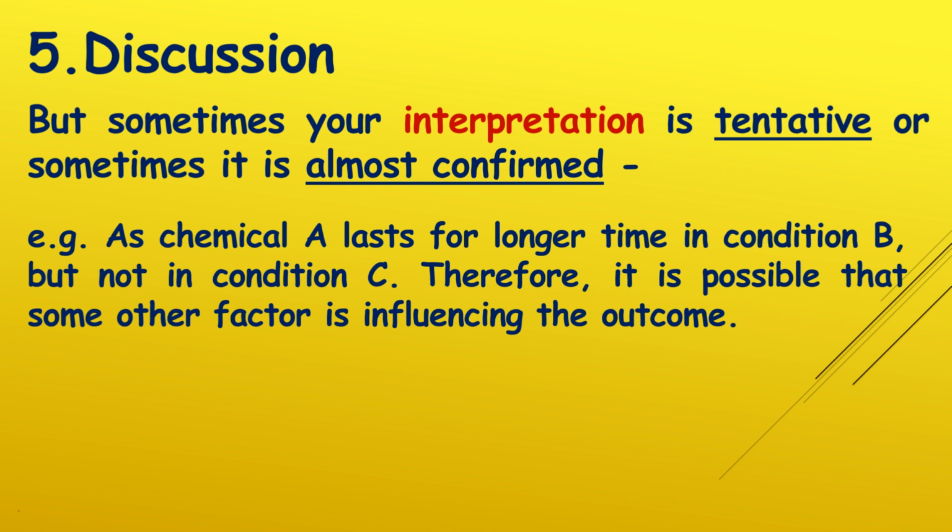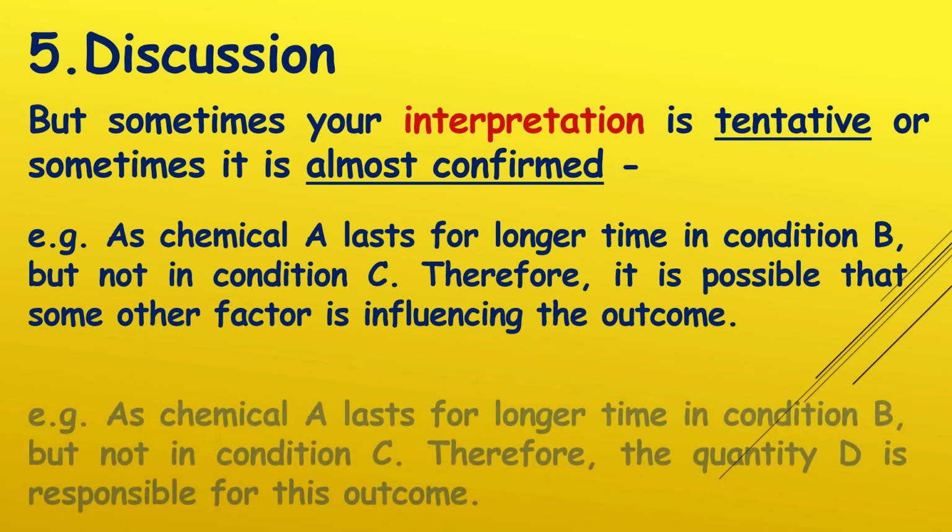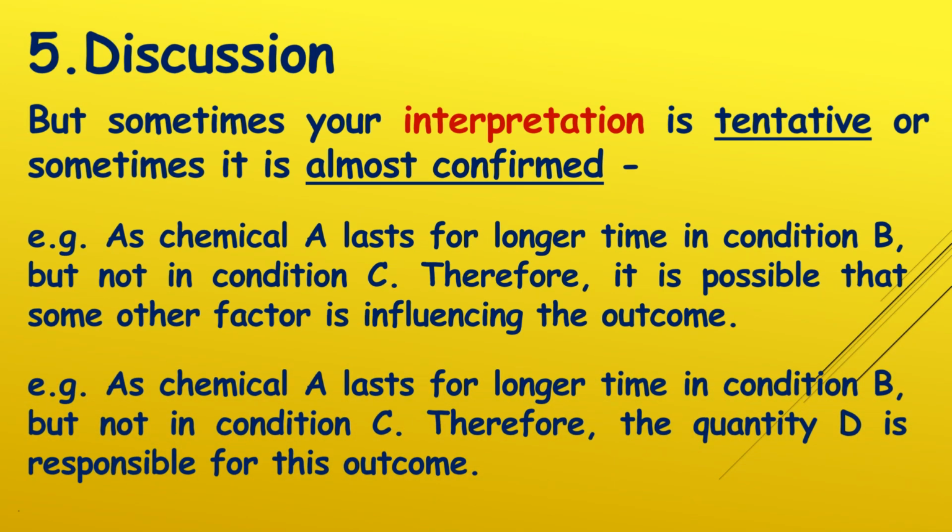So in this case you don't have a clear cut answer to your results. But in the second case we see chemical A lasts for a longer time in condition B but not in condition C, and this time you feel that your results are quite clear, so therefore the quantity D is responsible for this outcome. So in this way you can mention your outcome.